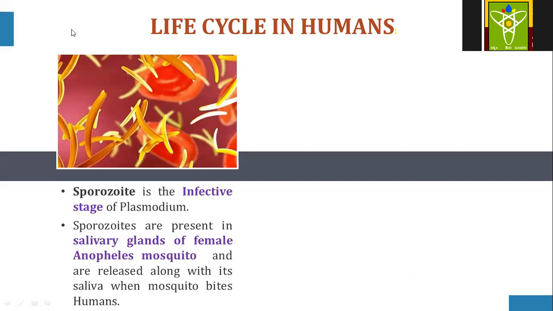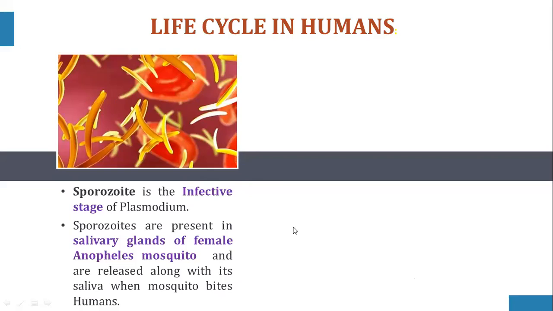Chalo, life cycle of Plasmodium in the case of human beings. The photograph which I have shown, the many elongated structures which you see, are nothing but sporozoites. Sporozoite is the infective stage of the Plasmodium. 1 mark question. The time the Plasmodium comes into a human being, it comes in a stage called sporozoite. It is a unicellular young one.